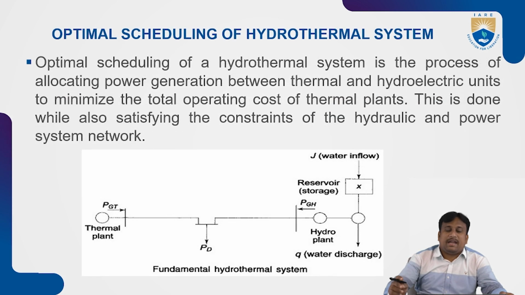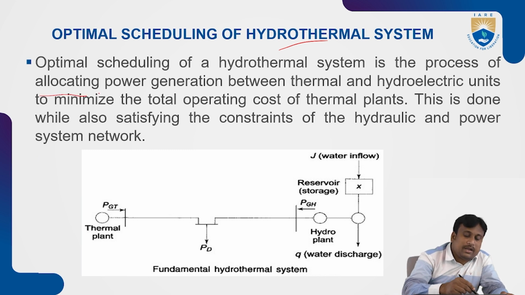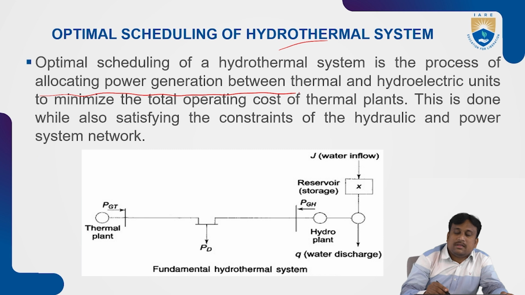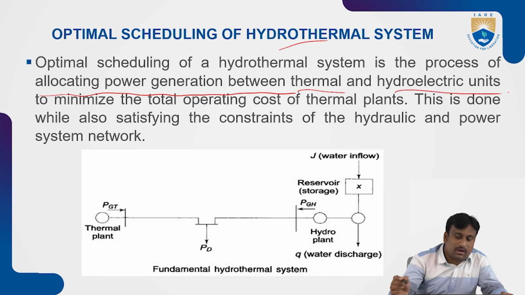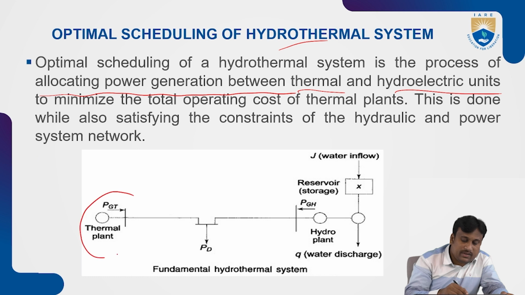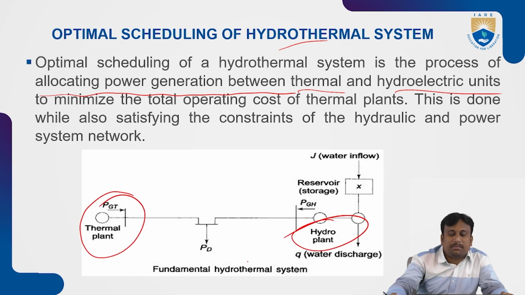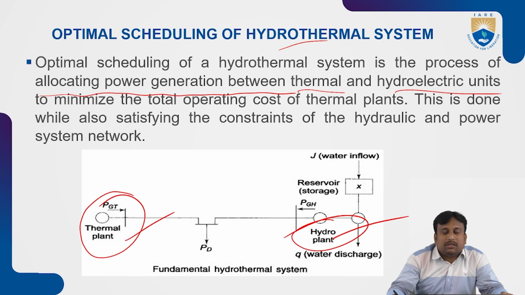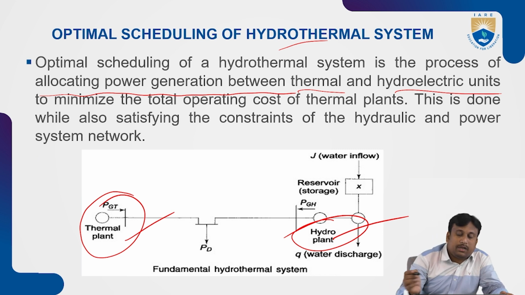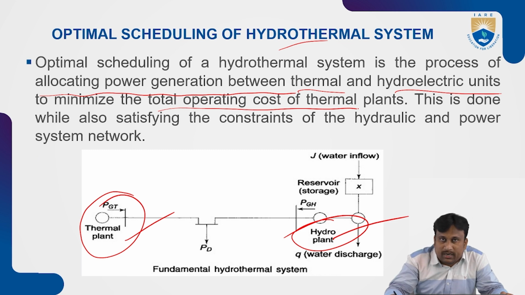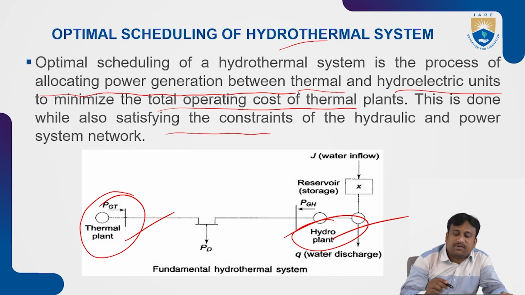Now coming to the planning of the optimal scheduling of hydrothermal system. Optimal scheduling of hydrothermal system is the process of allocating the power generation between thermal and hydroelectric units. If you observe the diagram, we are allocating between thermal and hydro plants. This is the optimal scheduling of the hydrothermal system. We are going to allocate the power generation between these thermal and hydel plants. The reason is to minimize the total operating cost of the thermal plants. This is done while also satisfying the constraints of the hydraulic power of the entire network.